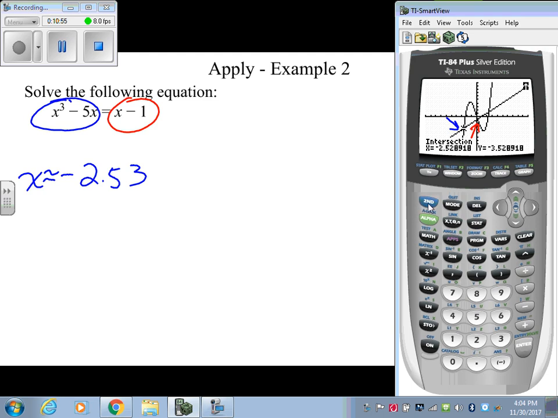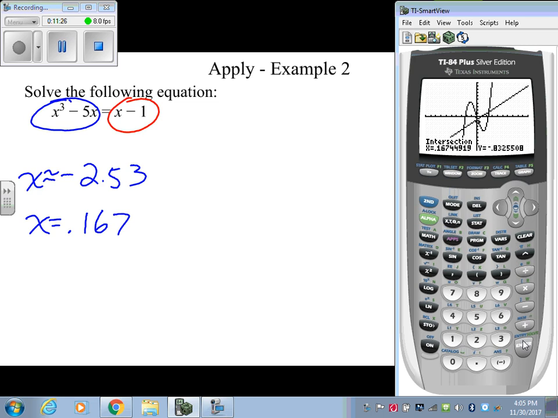And so I'm going to press second trace. And I want intersect, so I press choice 5. First curve, enter. Second curve, enter. Now the guess, I need to move my cursor so that I'm closer to the second one. And I'm getting an x value this time of 0.167, rounded to 3 significant figures.